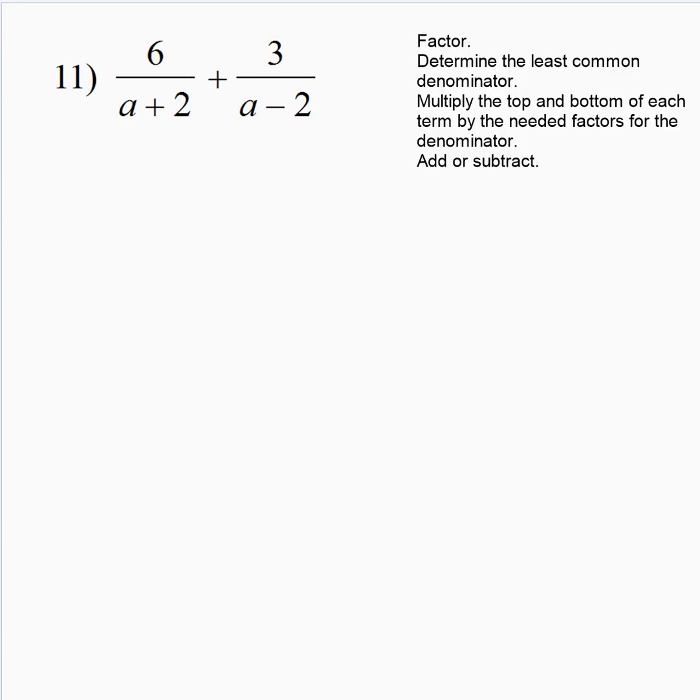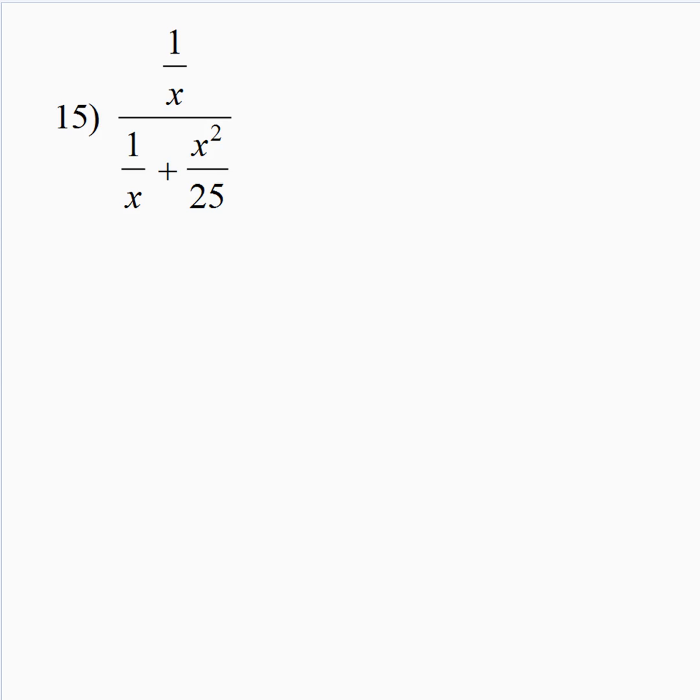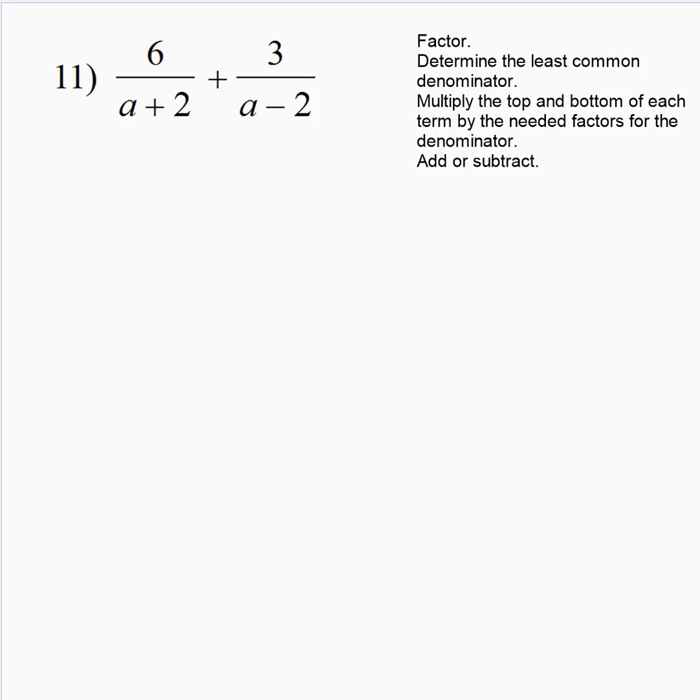In these next few examples, we're going to be adding and subtracting, and then even simplifying some more complicated fractions that look like this. So we'll be doing 6 examples here in this segment.